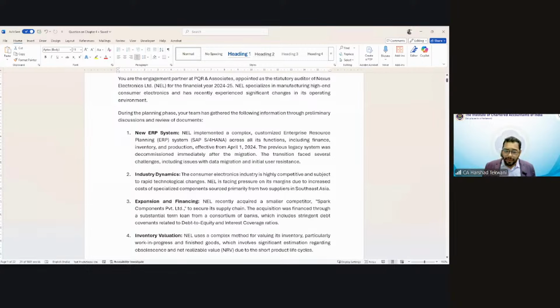Analytical procedures. Very good. Yes, analytical procedures. I will perform analytical procedures. For example, if there is a new ERP, how many users were there earlier? How many users are there now? See, now here you have the expansion in financing, which is based on the debt equity ratio, coverage ratio. I will perform the ratio analysis. Then industry dynamics. The company is facing pressure on the margins. I will perform the margin analysis. I will perform various kinds of analytical procedures.